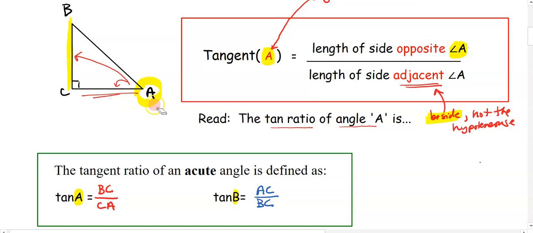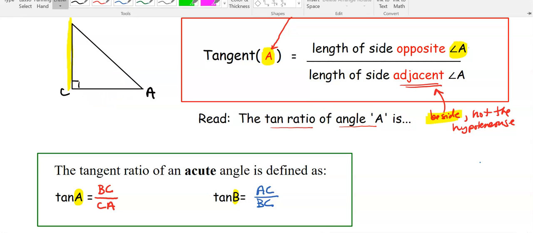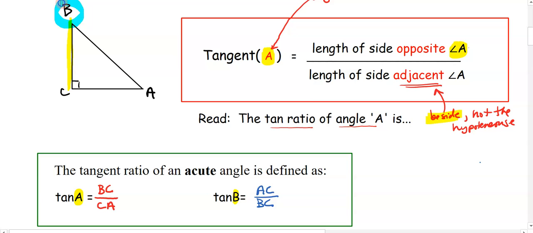Okay? If I changed it, instead of focusing on A, I focused on angle B. That was my point of reference, or I'd say my reference angle. My side opposite changes. My side opposite is now AC, or CA, and my adjacent is now BC, right? So you can see the tangent ratio depends on our reference angle. Our reference angle is always one of our two acute angles. Okay, our reference angle would never be our 90-degree angle. It always has to be one of our angles less than 90 degrees, which is one of those two.